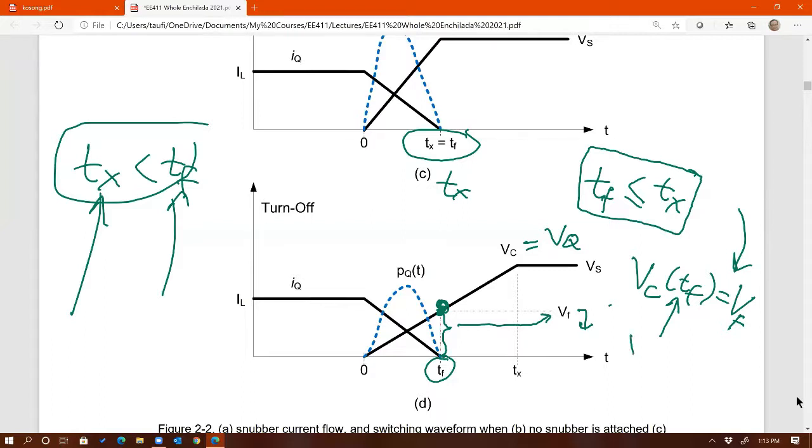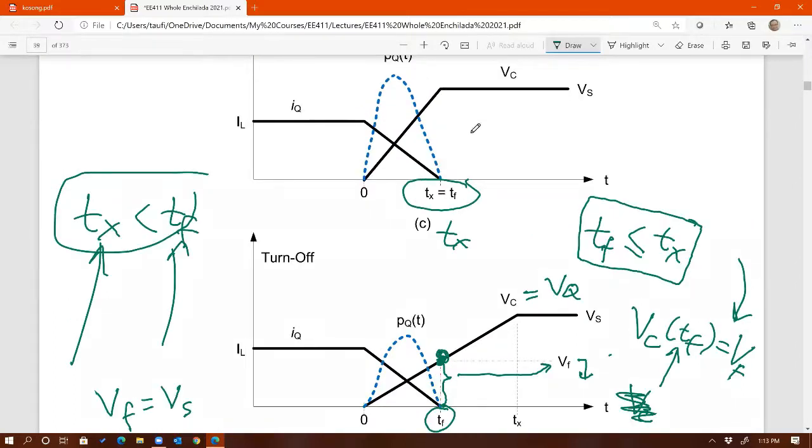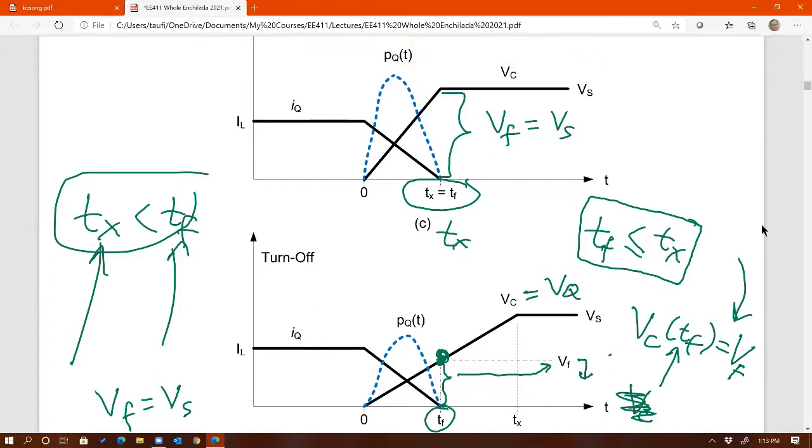Sometimes you can also pick VF to be equal to VS, in which case you have the first picture right here. That's the case where VF is equal to VS. So far, so good? Right, so again, this is equal to VC at TF.